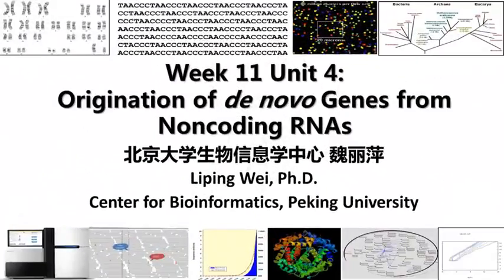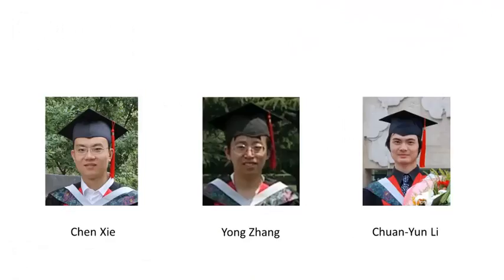In this final unit of this week, I will show you how we use bioinformatic analysis of high-throughput data to infer the origination of de novo genes. This work was done by two talented former graduate students of mine, Chen Xie and Yong Zhang, in collaboration with another talented former student of mine, Chuanyun Li, who is now a faculty member at the Institute of Molecular Medicine at Peking University. Chen is going to University of Chicago to do a postdoc, and Yong is currently a principal investigator at the Institute of Zoology at the Chinese Academy of Sciences.